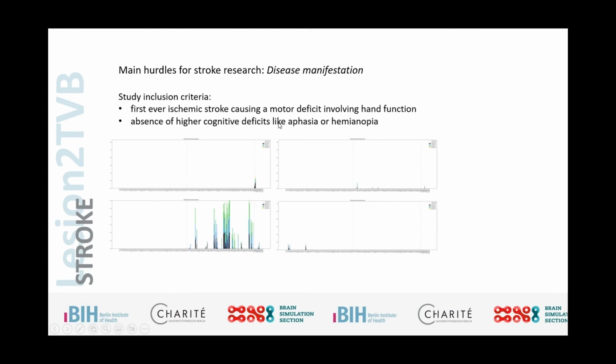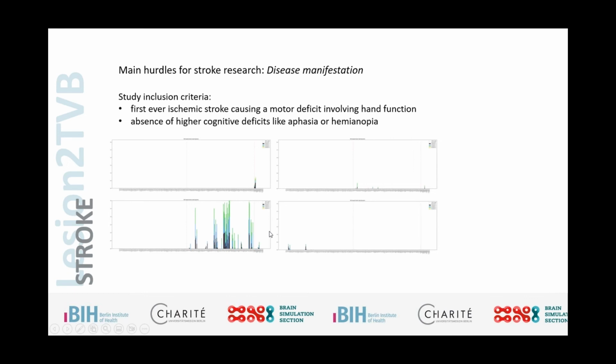The next category that we looked at is disease, and how heterogeneous the manifestation of these diseases can be. Just as an example from our study, the inclusion criteria applied during acquisition was a first ever ischemic stroke causing a motor deficit involving the hand function. So we're already talking about a very specific symptom. It's very common in stroke, but it's also a very limited manifestation of symptoms that we included in the study. There's no aphasia, no hemianopia. All of this was excluded to really limit the actual symptoms present in our population.